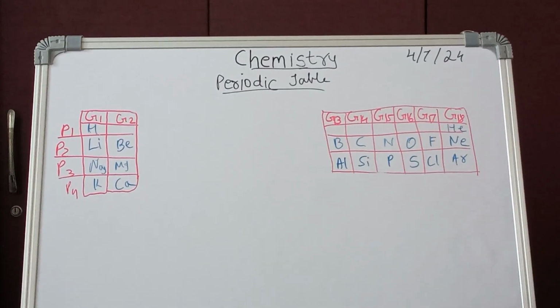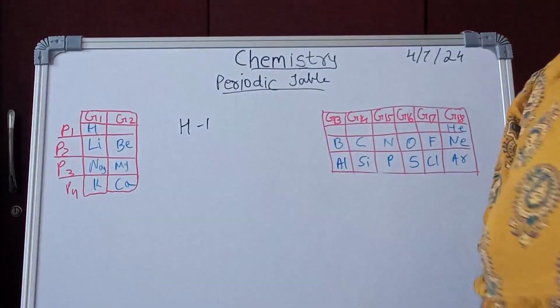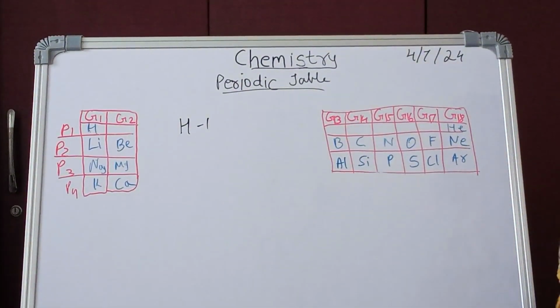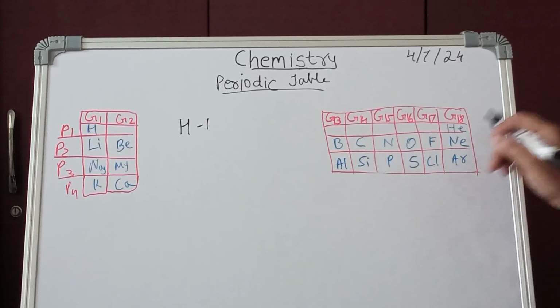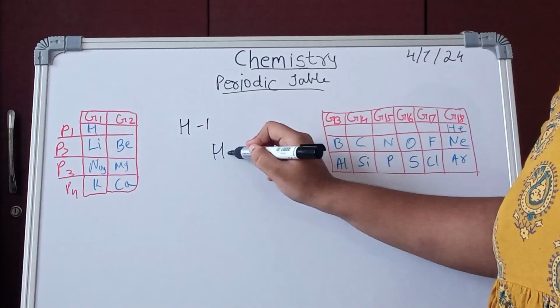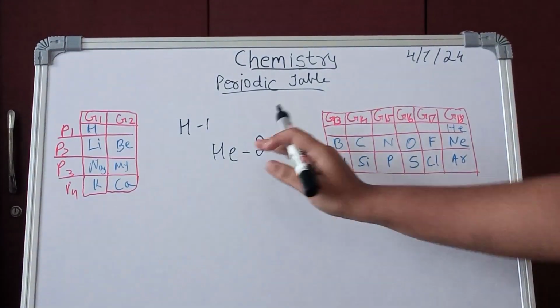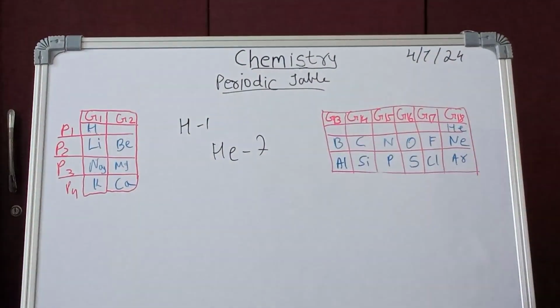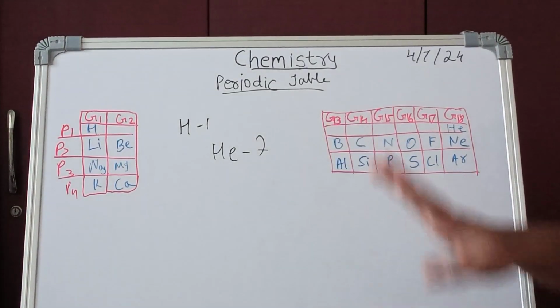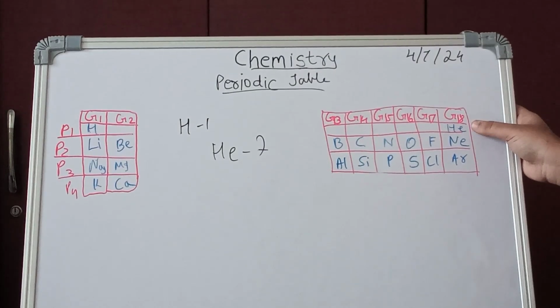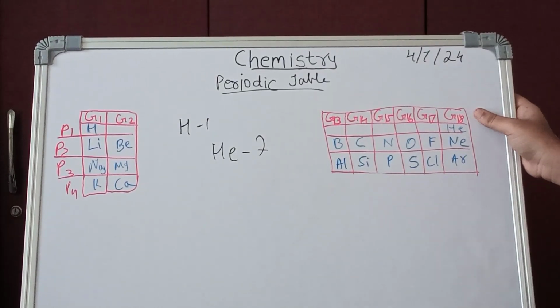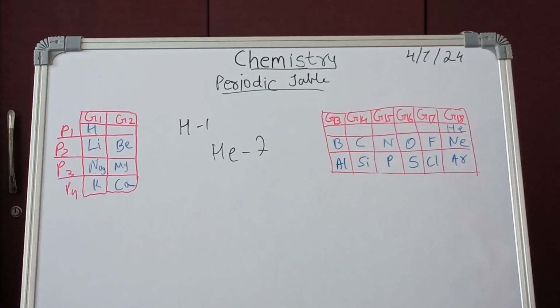Now, what is the atomic number of hydrogen? It's 1. And what is the electronic configuration of hydrogen? It's 1 itself. Now, helium. What is the atomic number of helium? It's 2. And how have we written in one period? Electronic configuration is also 2. Here comes a very important thing in your chapter. Helium, I have kept it in group 18 and hydrogen in group 1.